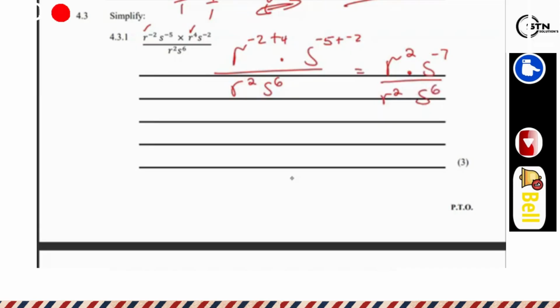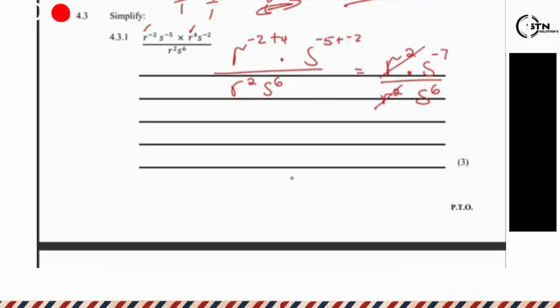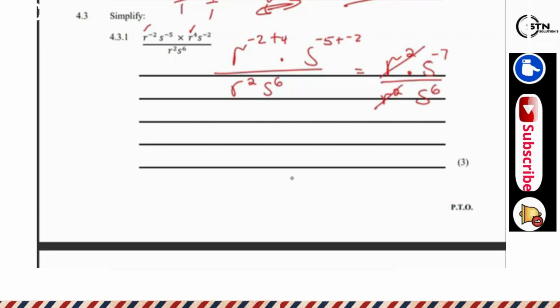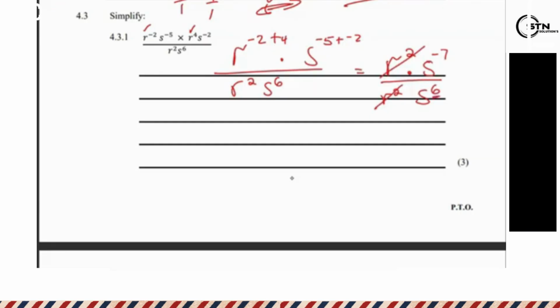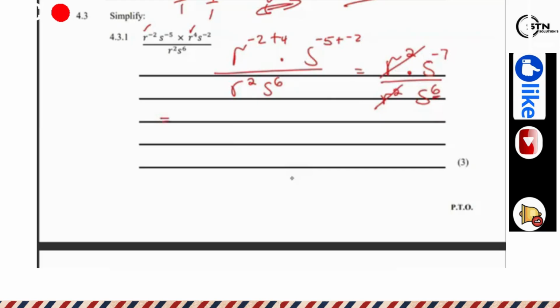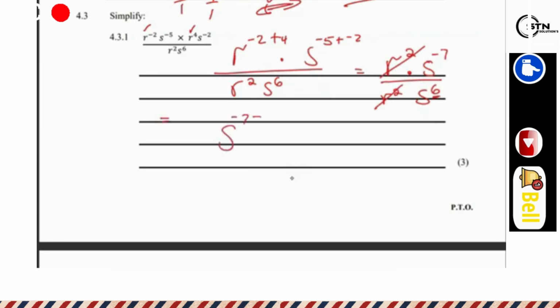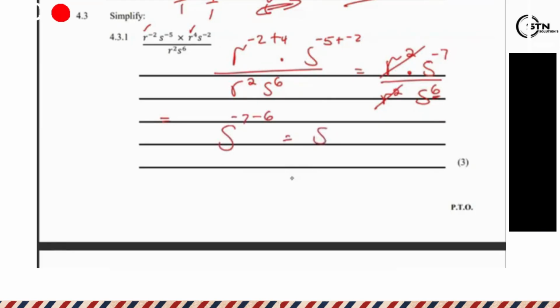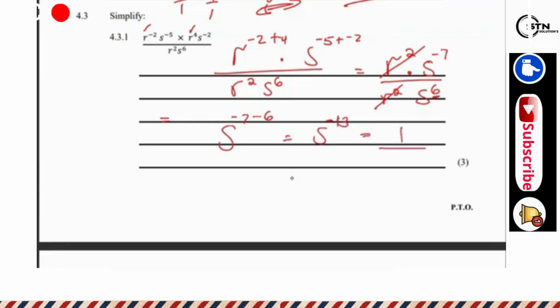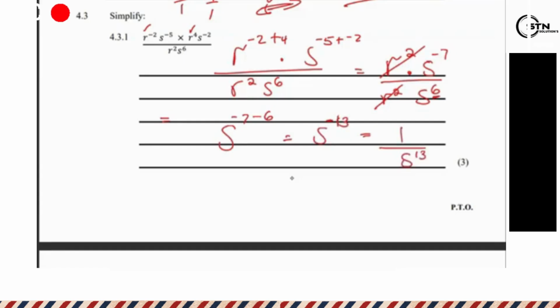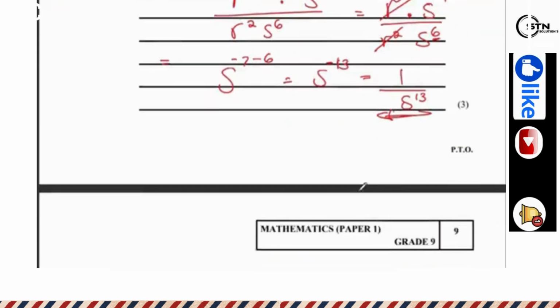So we can see that the r squared and r squared are going to kill each other. Okay, but now when I look at the s's, the 6 is bigger than the 7, so I need to subtract from the bottom. So which means I'm going to have, okay, let's have negative 7 minus 6, which is going to be negative 13. Let's change this to a positive, so it's 1 over s to the 13, and then that becomes our answer.